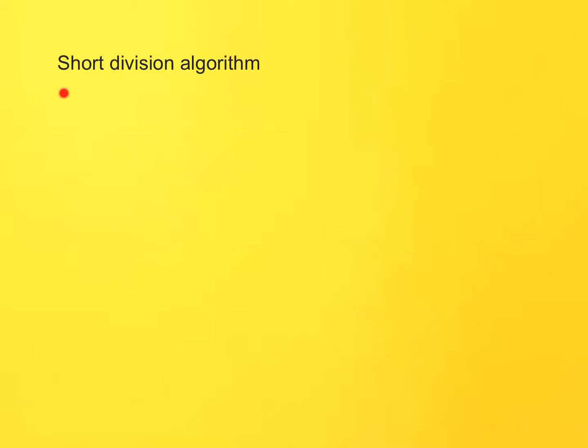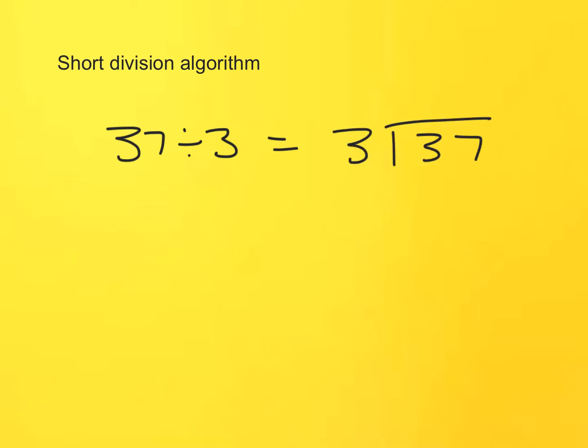So apart from the mental strategies, we can also use a short division algorithm, and pretty much what that means is we're setting it out as a sum. So if we had 37 divided by 3, we would set it out looking like this. So we've got 3 goes into 37, and this over here is called a division sign. We would then say, how many times does 3 go into 3? Well, 3 goes into 3 once. 1 times 3 is 3, which is this over here.